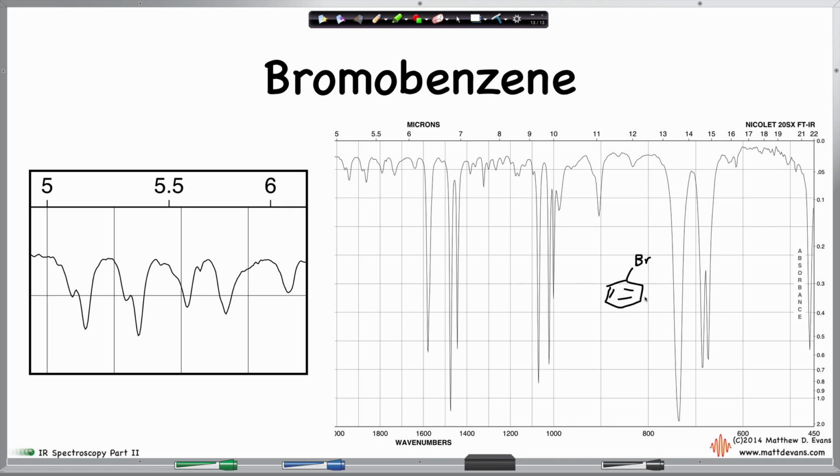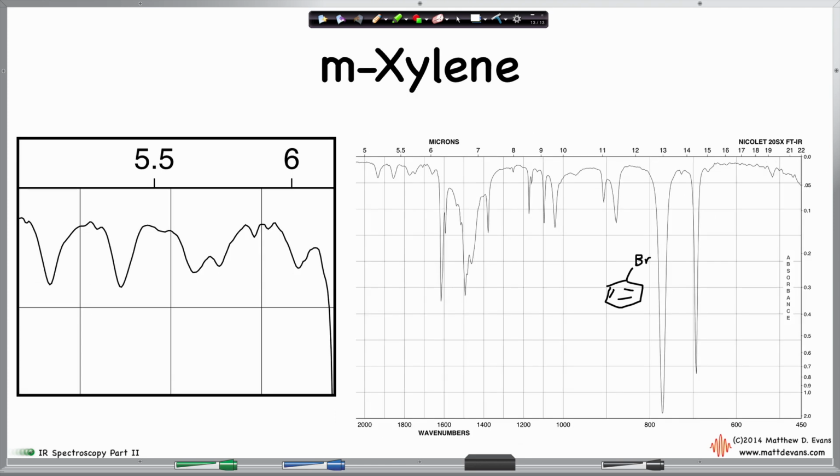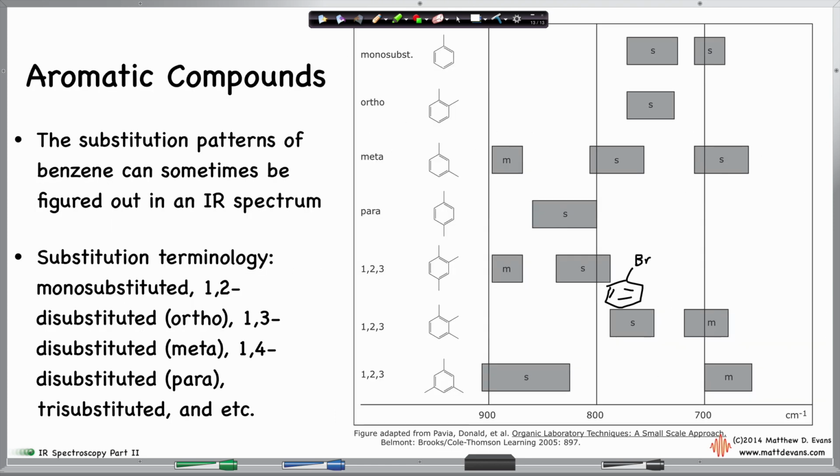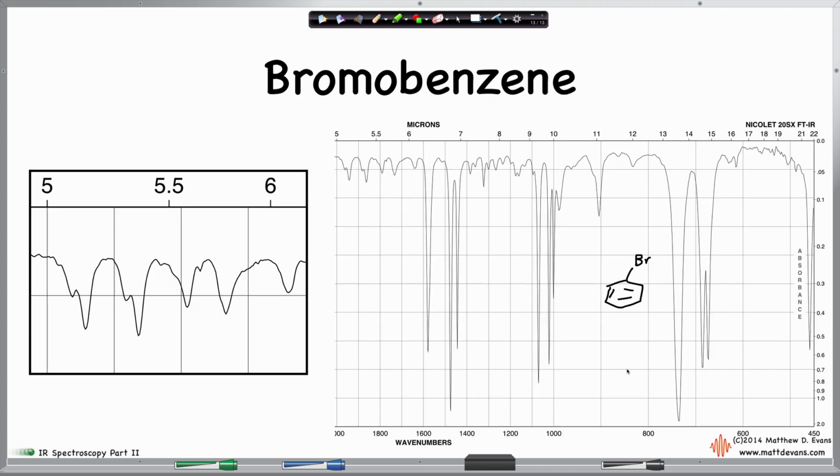And if we back up, let me just double check this because I don't remember these half the time myself, but I'm going to back up to monosubstitution. Monosubstitution, we should see a strong absorption at 750 and one strong absorption at about 700. Let's see if that's true. So here's our strong one at about 750, and here's the strong one at about 700 or so. So yeah, definitely. The monosubstituted, we see those two peaks that we expected to see.